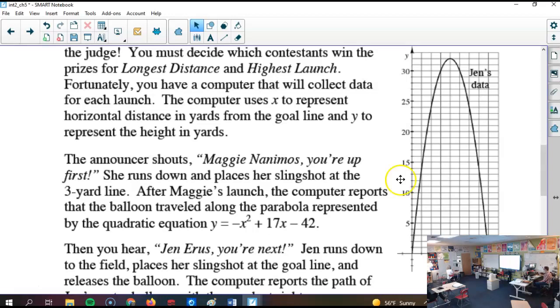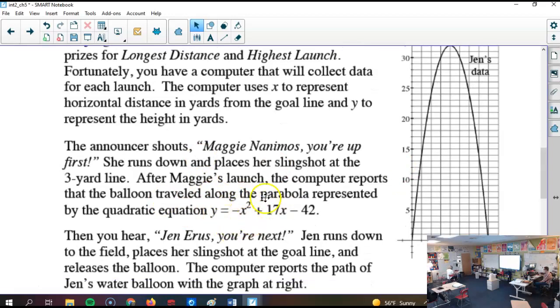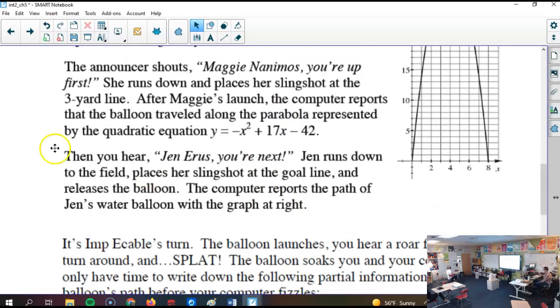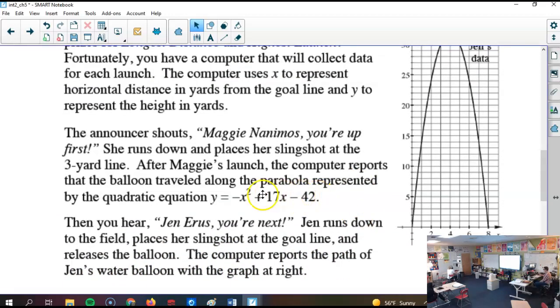That's my goal. So, Maggie's launch, they give us the parabola, but that would only be so useful since we don't quite know what the pieces of the parabola mean yet. Hint, hint, nudge, nudge. We might be doing that today. Then you hear, Jen Generous, you're next. So Jen runs down to the field, places her slingshot at the goal line. Ooh, see, she got the memo. And releases the balloon. The computer reports the path of Jen's water balloon with the graph at the right. Interesting. So they gave us the parabola for Maggie Unanimous, and for Jen Generous, they gave us a graph here. Wait.